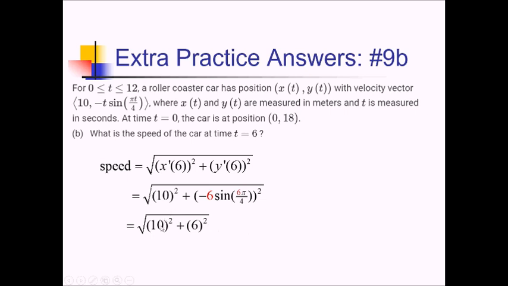This is 100 plus 36, so square root of 136. And this is speed, so the units are meters per second. So radical 136 meters per second. And really, you didn't need to simplify even down to this, so there's really no point in reducing the radical at all. Hey, let's just call this done.